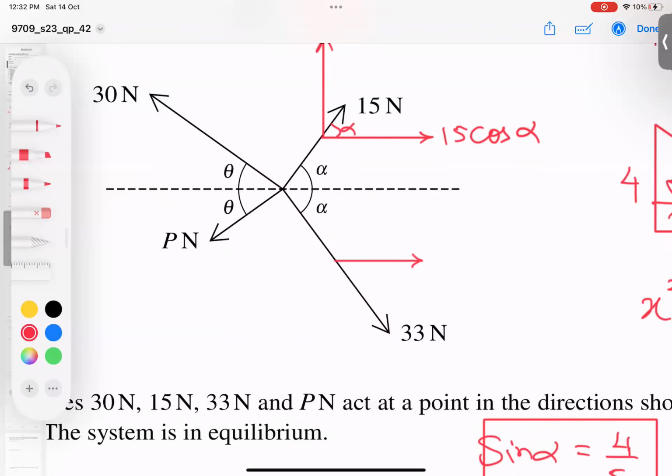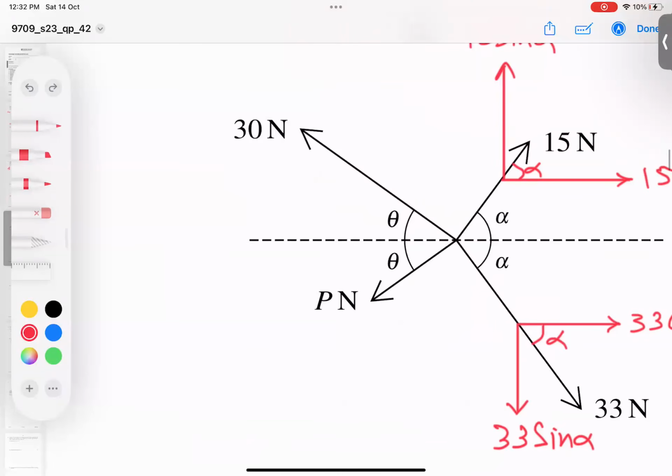For this force, alpha is given here, so 33 cos alpha. And what about this? This is 33 sin alpha. The basic formula we have is: if the angle is given, that is called cos; if the angle is not given, that is called sine. In the same way, I can go for the next two resolutions.